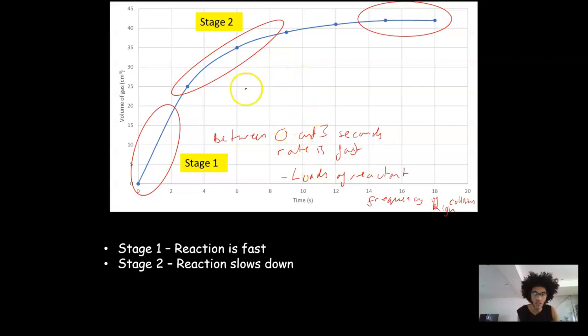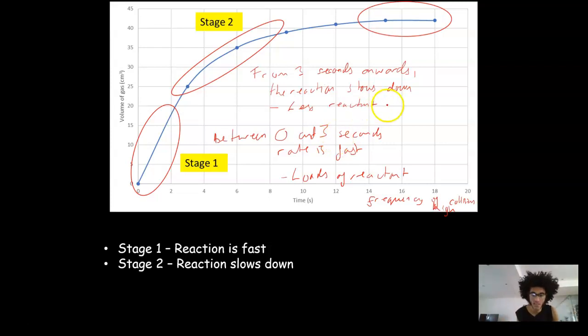Again, using data here is really good. So you could say from 3 seconds onwards, the reaction slows down. Now, the reason why it slows down is actually really similar to the reasons given before. As the reaction proceeds, you're losing reactant, so you have less reactant than before. If you've got less reactant, it means you've got less particles which can react to form product, which means you get less collisions over time.